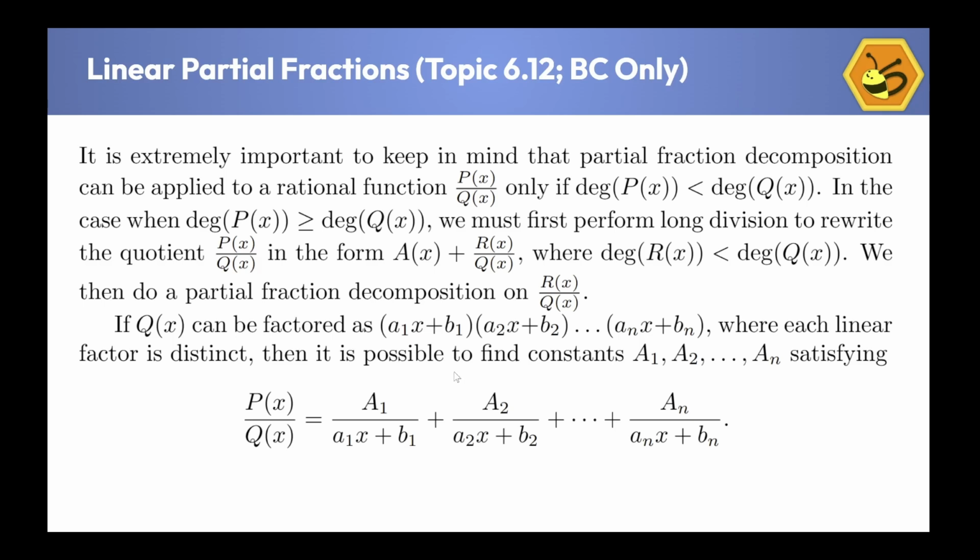And then we have linear partial fractions. First of all, we'll do a long division if the degree of the numerator is larger than the degree of the denominator. And then I can do this partial fraction decomposition. If the denominator can factor as those products of linear factors, where each linear factor is distinct, and the BC exam only tests distinct linear factors, so you only need to worry about this case, then it's possible to find constants a1, a2, and an satisfy this equation.